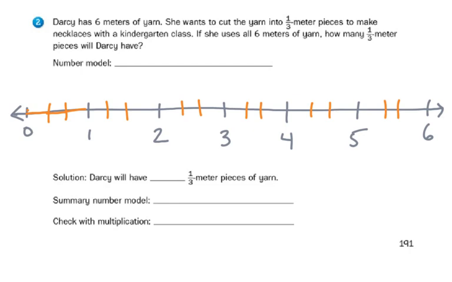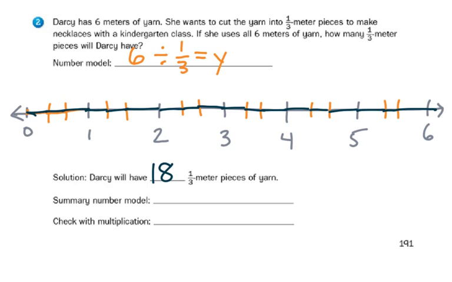Now let's go ahead and write our number model. We're taking 6 meters of yarn. We're dividing it into 1/3 of a meter to solve how much yarn there will be. So if we count how many equal sections there are, we have 1, 2, 3, 4, 5, 6, 7, 8, 9, 10, 11, 12, 13, 14, 15, 16, 17, 18. She will have 18 1/3 meter pieces of yarn.